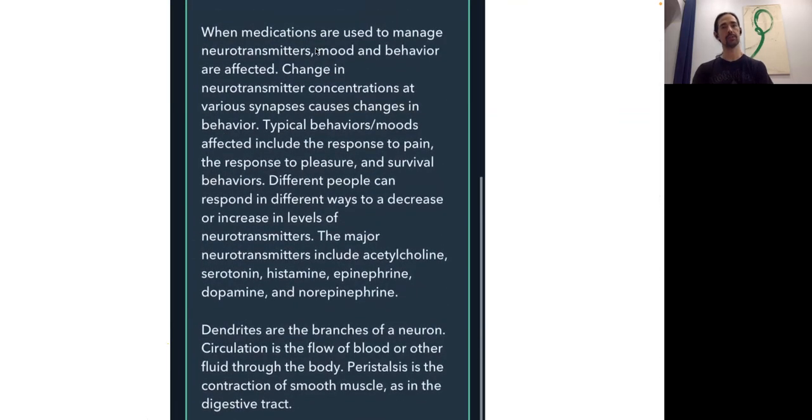Okay, so when medications are used to manage neurotransmitters, mood and behavior are affected. Change in neurotransmitter concentrations in various synapses. Raise your hand, or speak up, if you don't know what a synapse is. It causes changes in behavior. Typical behavior and moods affected include the response to pain, the response to pleasure, and survival behaviors. Different people can respond in different ways to a decrease or increase in levels of neurotransmitters. Major neurotransmitters include acetylcholine, serotonin, histamine, epinephrine, dopamine, and norepinephrine.